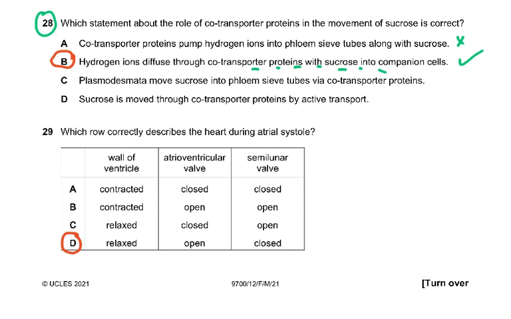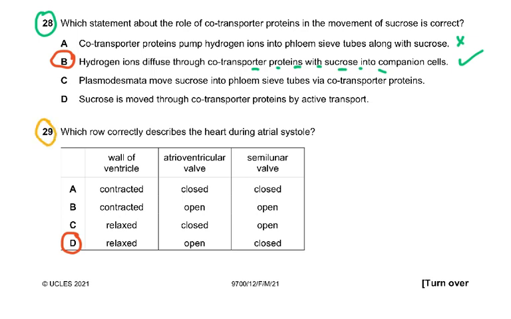Sorry, how can plasmodesmata move sucrose? Plasmodesmata is just a connection between the cells. It's just like a door between two rooms. Sucrose is moved through co-transporter proteins by active transport. Oh, that's a passive way by which sucrose moves in. Hydrogen ions are pumped out and then hydrogen ions move back in, and then of course they co-transport sucrose along with them. There's no active transport in the sucrose movement. The active transport is of the hydrogen ions.